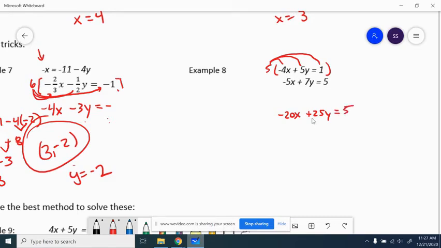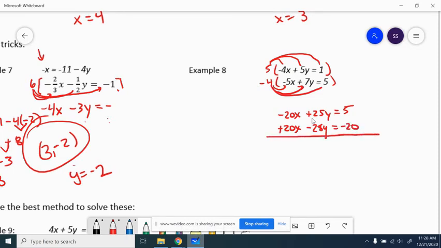There we go. Now on the bottom equation, I can't just multiply by 4 because I need the first one. I need this equal to a positive 20x, so they will eliminate. So I'm going to multiply everything by negative 4 because a negative 4 times a negative 5 is a positive 20. So my first distribution, I get positive 20x. Negative 4 times positive 7y is negative 28y. And negative 4 times positive 5 is negative 20.